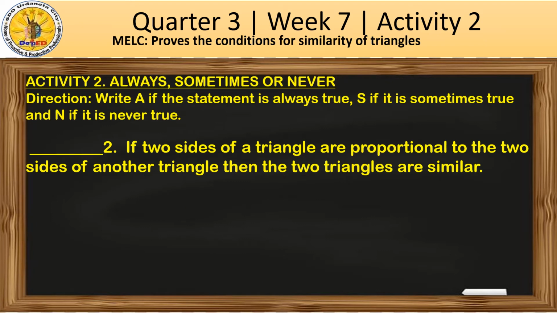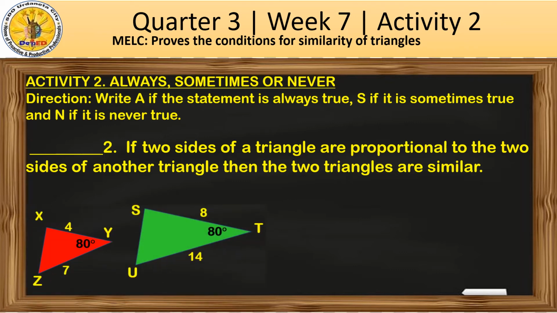For example number 2, we have the statement: if two sides of a triangle are proportional to two sides of another triangle, then the two triangles are similar. In this diagram, we have two triangles that contain two corresponding sides that are proportional. 4/8 is equal to 7/14 because that is equivalent to 1/2. Aside from having proportional sides, the included angle between the corresponding sides is also congruent. Because of this, these two triangles are similar by the SAS similarity theorem.